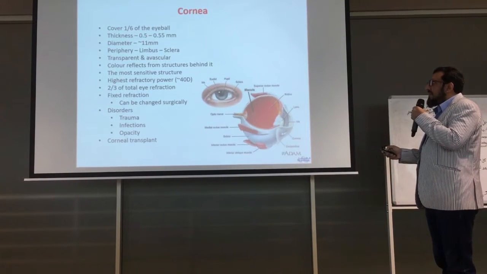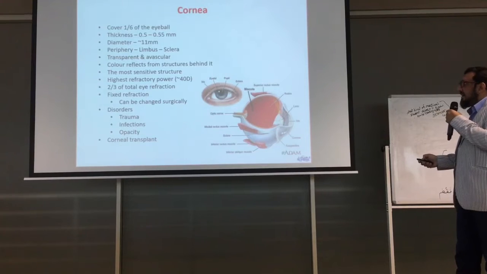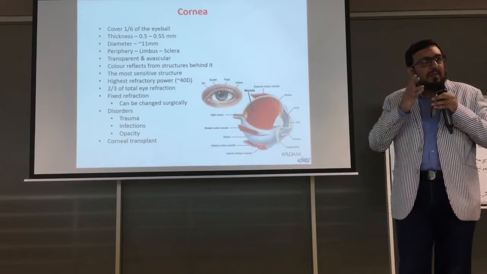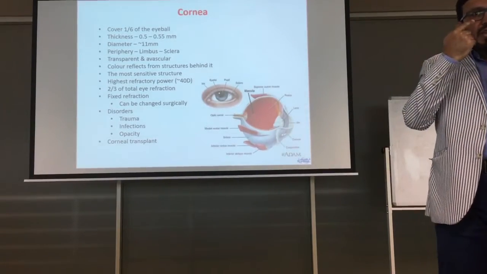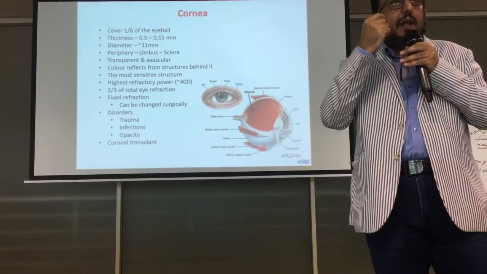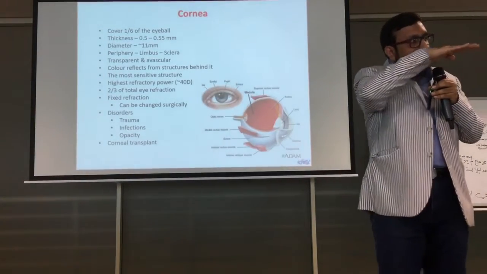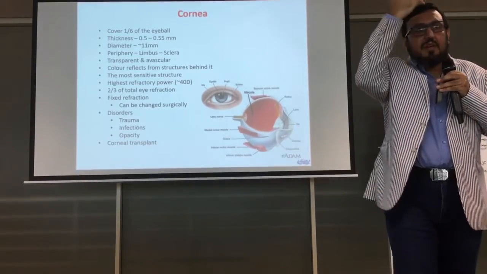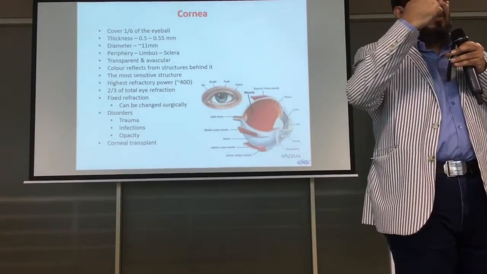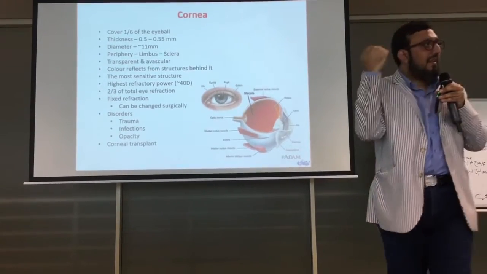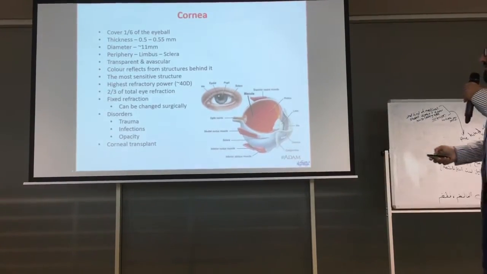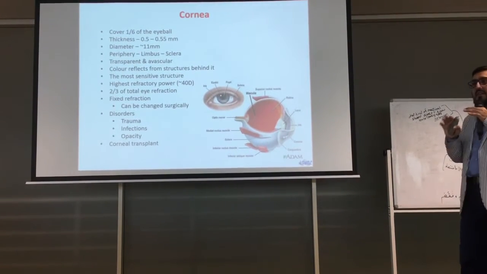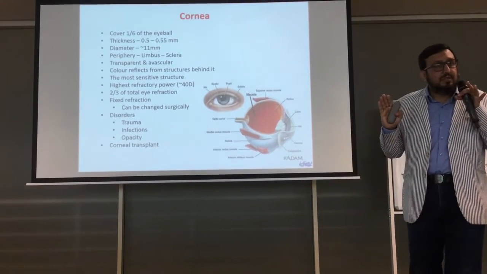Cornea is only 1/6 portion of the eyeball. Anteriorly, it's a very thin membrane. The diameter is approximately 11 millimeters. When you look at the cornea, it appears to be round. It's not round actually, it's oval. Its horizontal diameter is relatively bigger than the vertical diameter, so it is lying horizontally. Okay. At the periphery, it is continuous with the sclera. It's a transparent and avascular structure.